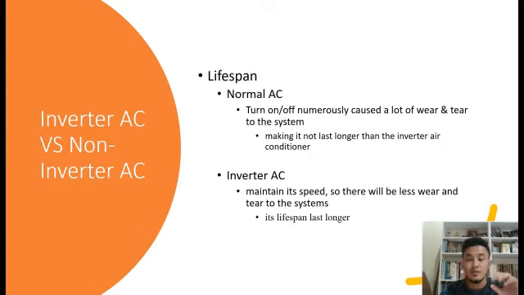Next, the normal air conditioner's technology turns on and off numerously, which causes a lot of wear and tear to the system, making it not last as long as the inverter air conditioner. Whereas for the inverter air conditioner, the compressor maintains its speed, so there will be less wear and tear to the system, and this will cause its lifespan to last longer. So I will pass to the next presenter.